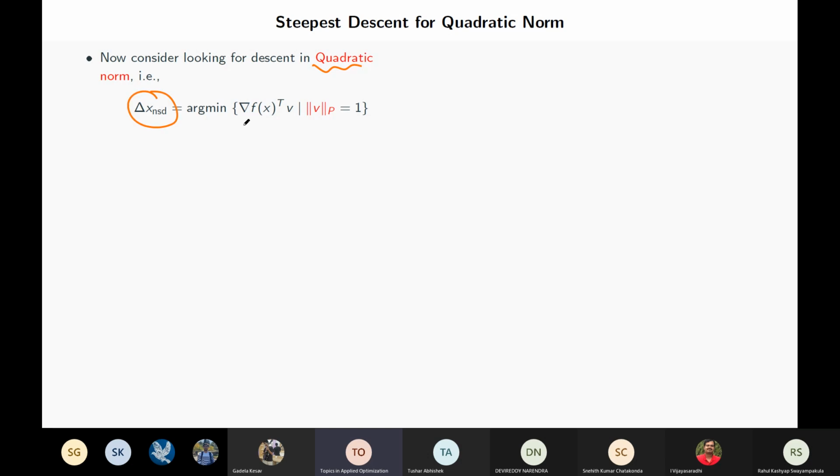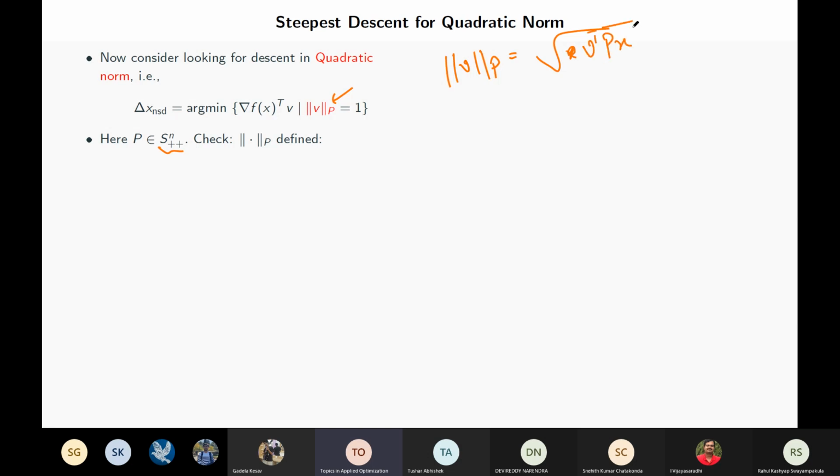So the normalized steepest descent direction will be the minimum of this quantity over all v whose P norm is 1. Here P is assumed to be symmetric and positive definite, because that is when it is a norm. This is a matrix norm now because P is a matrix, and it is a norm only when the matrix is symmetric and positive definite. The norm is defined to be the square root of v transpose P v.